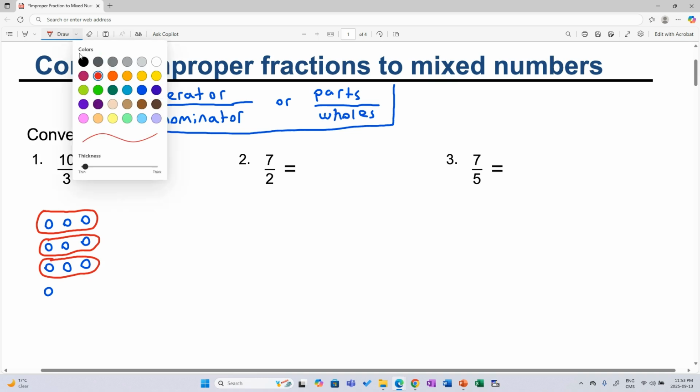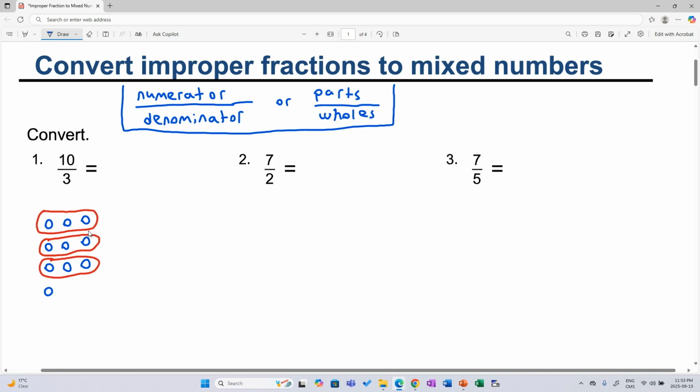So in this case, I was able to group 3 parts together 3 times. So I'm simply going to write 3 for how many times or how many groups I have. And now there's one part left. So I'm going to write 1 here for the number of parts, and it's going to be over 3. So basically this 3 in the improper fraction and the 3 over here in the mixed number, that doesn't change. So once again, in an improper fraction, the denominator does not change when you change it to a mixed number.